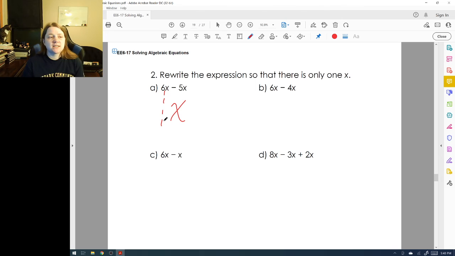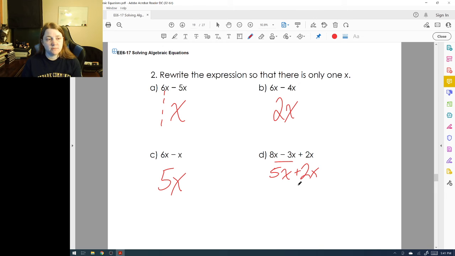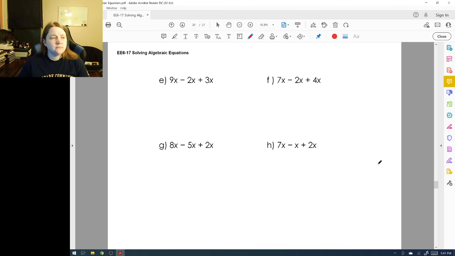Letter B says 6x minus 4x. If I start with 6 x's and then I take 4 x's away, that's going to leave 2 x's left. Letter C, 6x minus x means there's just going to be 5 x's. And then letter D, 8x minus 3x is 5x, plus 2x is going to be 7x. Take a look at these. Go ahead and give them a shot on your own, and then we'll talk about it.